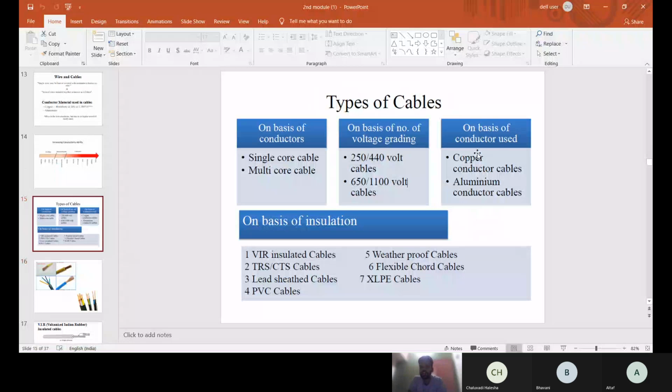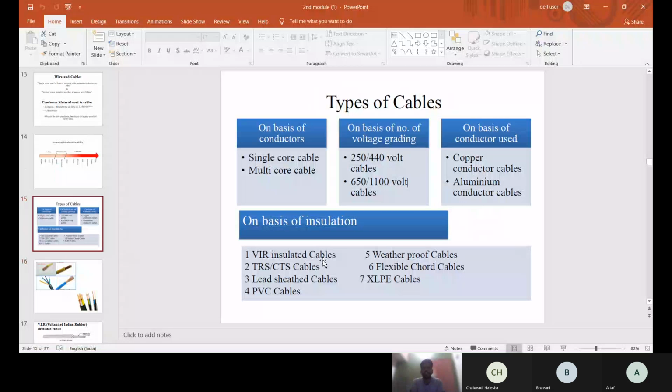Then on the basis of conductors used, as I already told, if I am using copper, then they are copper conductor cables, and if I am using aluminum, aluminum conductor cables. These are based on the types of conducting materials we are using. And the next thing is based on insulation.